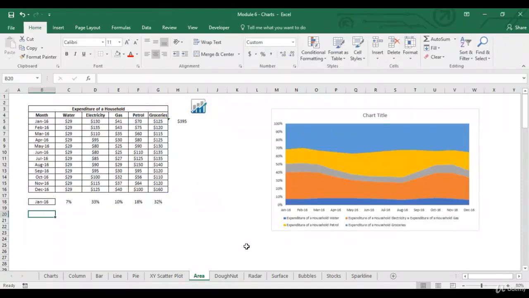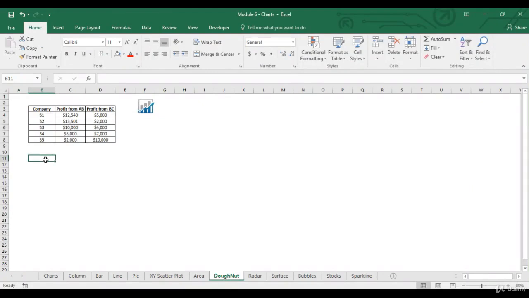Now let's move on to the other chart categories. We've got the donut first. So this particular chart is used to display the contribution of a value to the total, and it's just like a pie chart. The difference being it has a hole in the middle and it can have multiple series of data in the same graph.